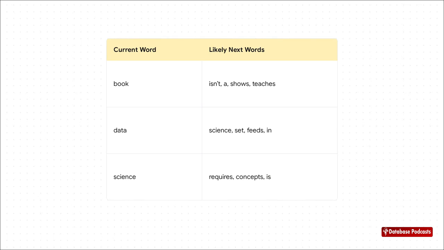A bigram model is actually pretty straightforward. It works by learning probabilities. It looks at a massive amount of text, and after seeing the word data thousands and thousands of times, it starts to figure out which words are most likely to pop up right after it. It learns that science often follows data, but something like book probably doesn't. This is our very first real step toward modeling context.